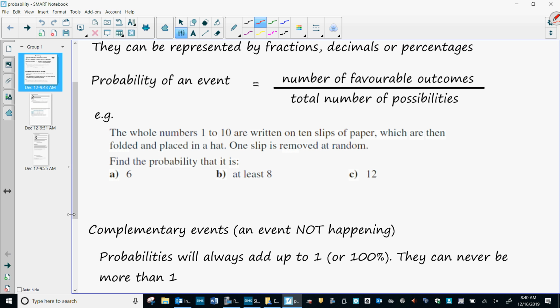How many of the slips of paper have a 6 on them? So it's going to be 1. And how many pieces of paper were there? So it's 1 over 10. Yes?